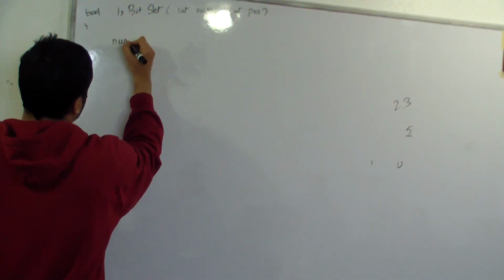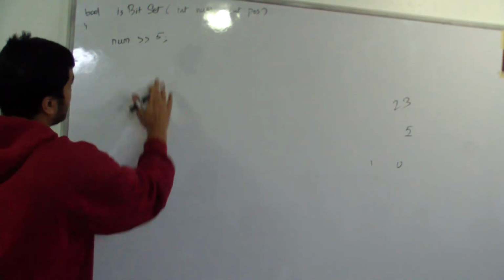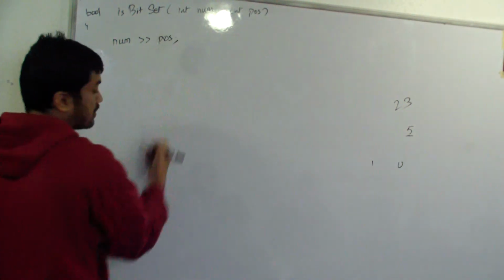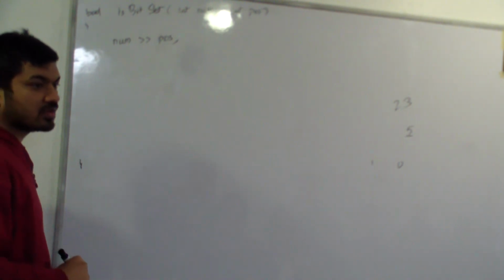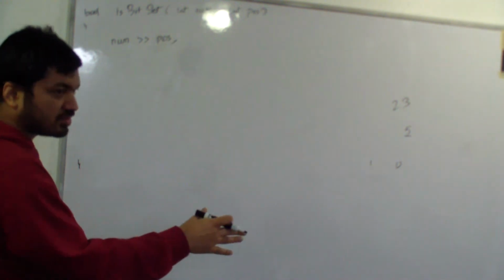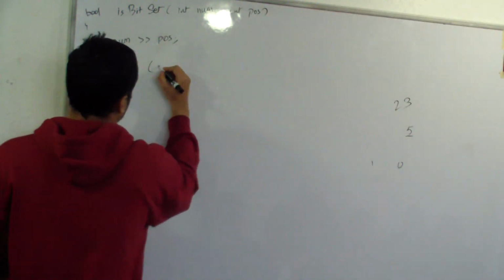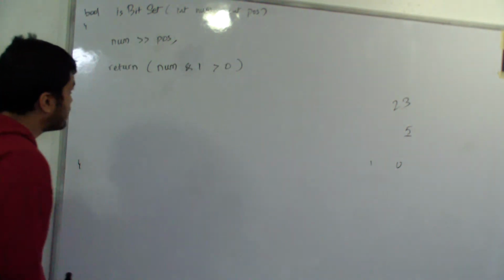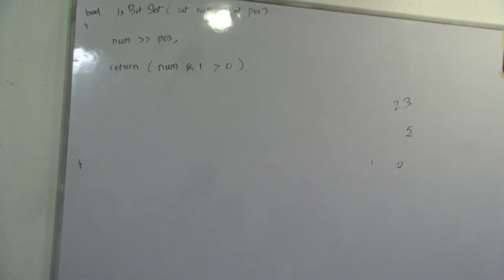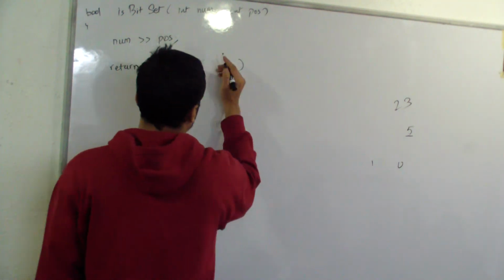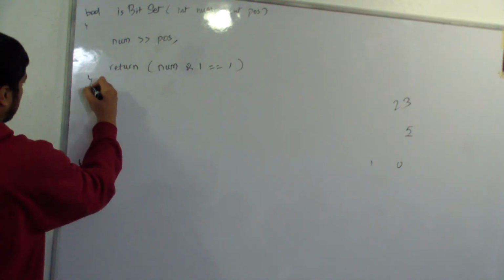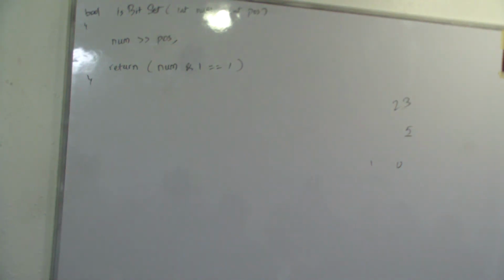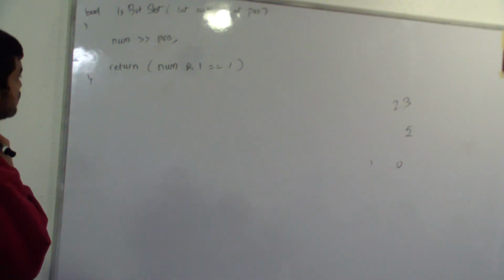Or you can simply AND it with 5. Again, you will have to right shift num by position times. I think what he's talking about is mask. Num right shift position, yes, you are shifting it 5 times, right? Then we will return num AND 1 equals to 1.